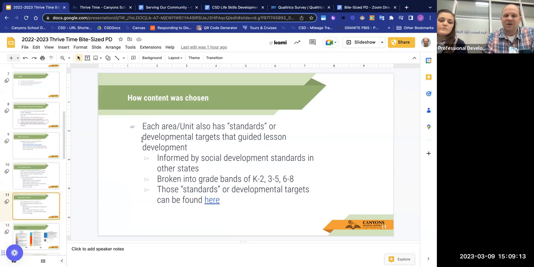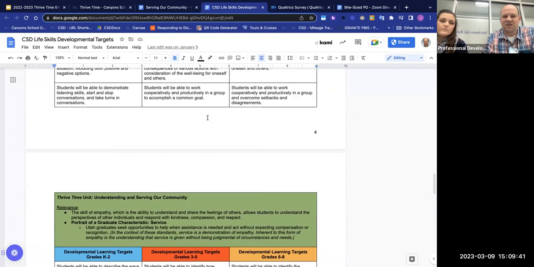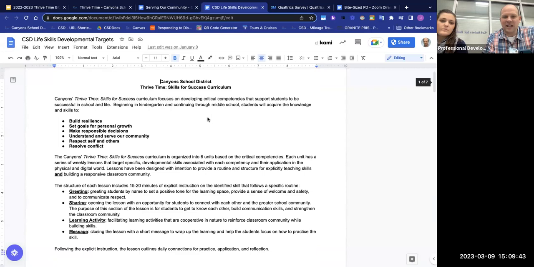So each area or unit also has standards in teaching terms, or we call them developmental targets, since this is really something that you're developing. And they were informed by social development standards that we found in other states. And they're not broken into per grade level, but they're broken into grade bands, K-2, 3-5, and 6-8. So there's a link to the standards. Again, I have those pulled up already, so you can see what those standards look like.